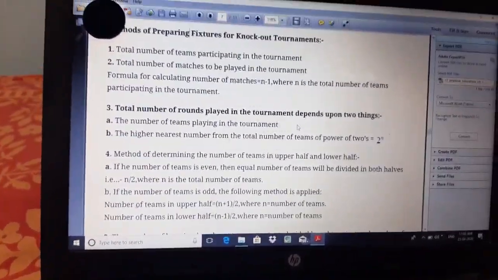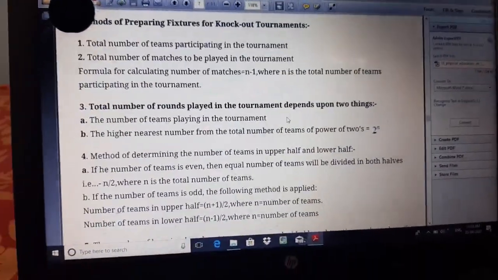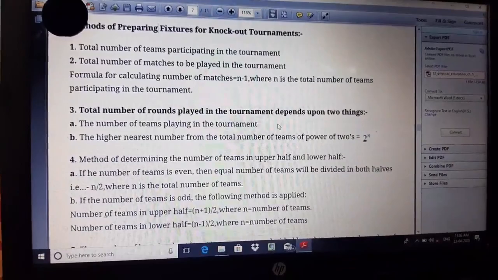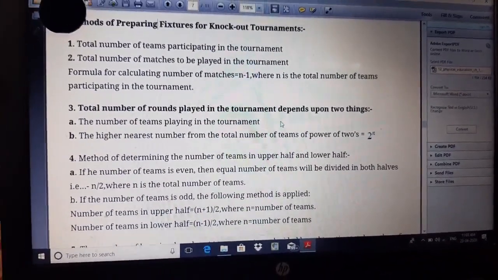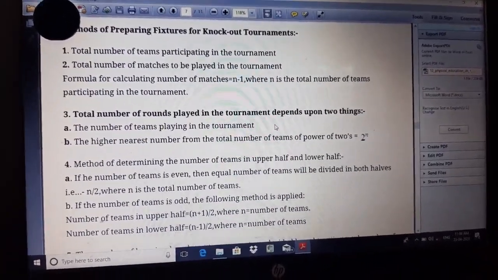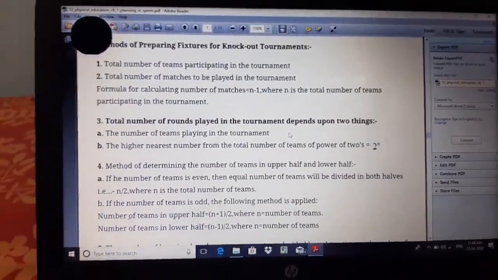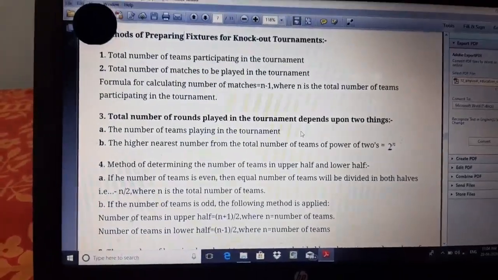The second one is the total number of matches to be played in the tournament. How many matches, that also we can make out. It's not that it just goes on and on. No, how many matches are going to be played, which team is going to play with which team, everything is pre-decided. That is why people get so confused during tournament time, especially we physical education teachers, because all this is our work, so we know everything.